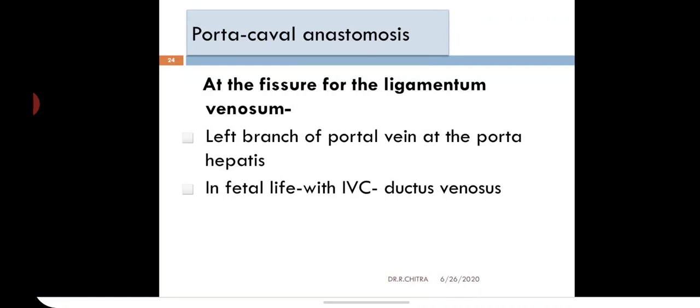At the fissure for ligamentum venosum, normally before birth, the left branch of the portal vein communicates with the inferior vena cava through the ductus venosus. If it is not obliterated, then that will establish direct portacaval anastomosis at the fissure. So these are the 7 sites of the portacaval anastomosis: at the lower end of esophagus, at the lower end of rectum and anal canal, around the umbilicus, behind the peritoneum of the posterior abdominal wall, at the bare area of the liver, in the falciform ligament and also in the fissure for ligamentum venosum.